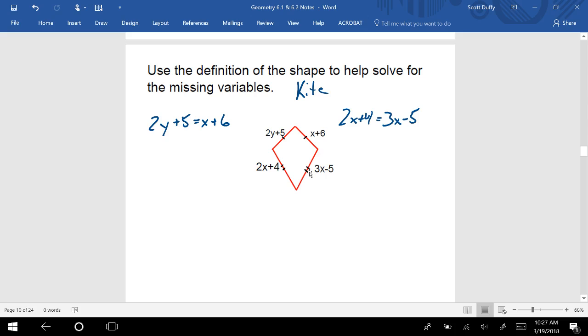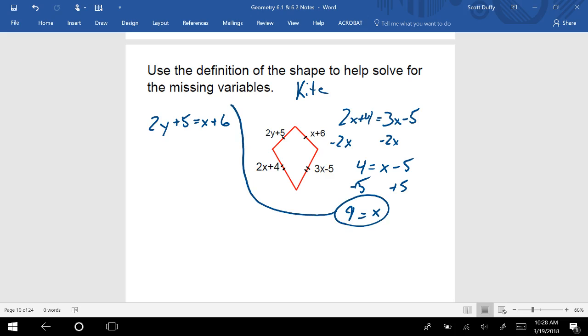And I look at this and I realize I can't solve for anything over here because I have two different variables. But on this equation, I can solve for x. So I'm going to subtract 2x from both sides. I'm left with 4 on the left side, and then 1x minus 5 on the right side. Then I add 5 to both sides. I'm left with 9 on the left and x on the right. Okay, so I have x equals 9.